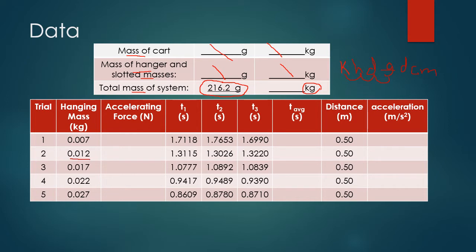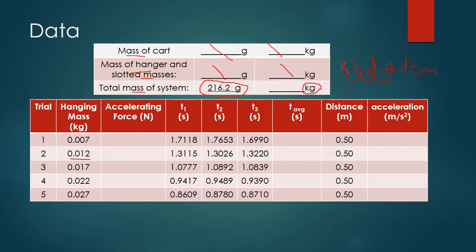How we get this hanging mass is we're taking masses from the cart and putting them on the hanger. This is how we keep the total mass of the system the same throughout, because we're not taking any masses away or adding any masses from somewhere outside of the system. We're taking them from the cart and putting them on the hanger, and both the cart and hanger are part of the system as a whole.